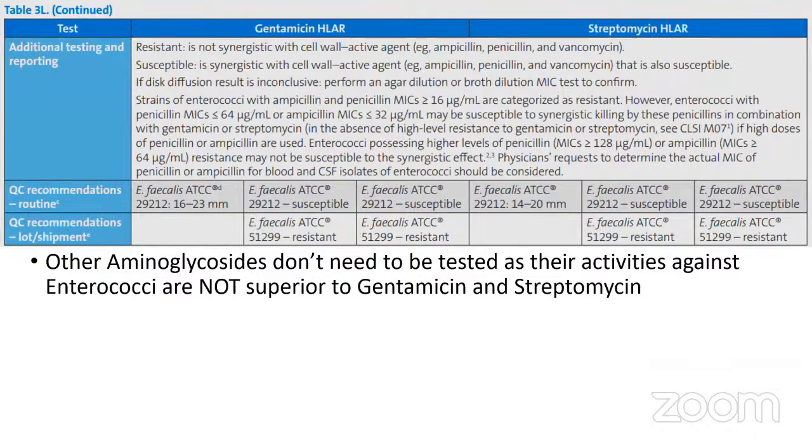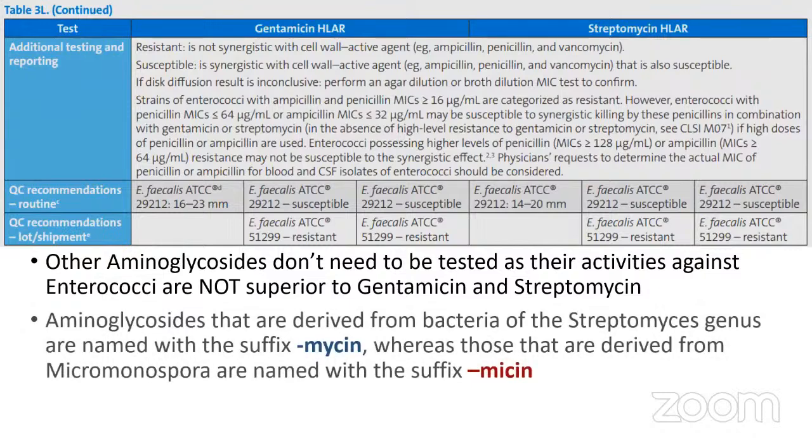Now, why are we using only gentamicin and streptomycin? Because other aminoglycosides don't need to be tested, as their activities against Enterococcus are not superior to gentamicin and streptomycin. That is one thing, because genta and strepto, both of them together, cover almost all the different aminoglycoside modifying enzymes.